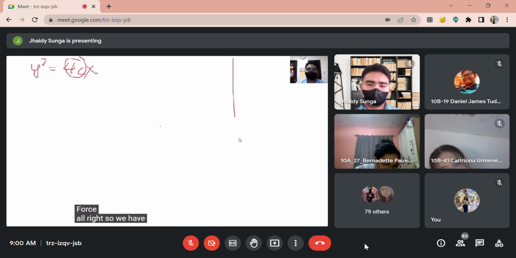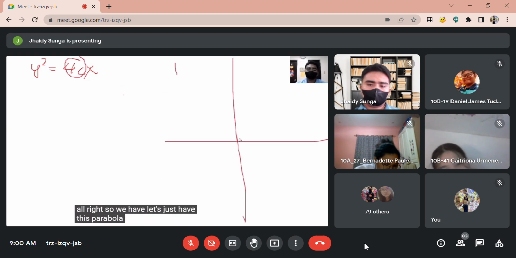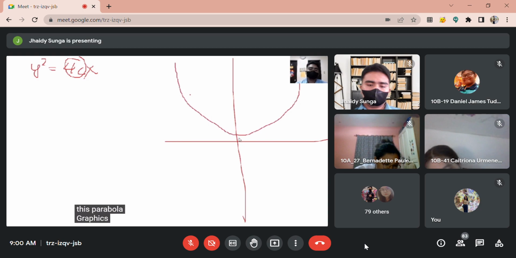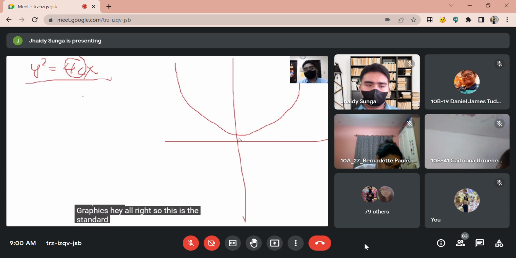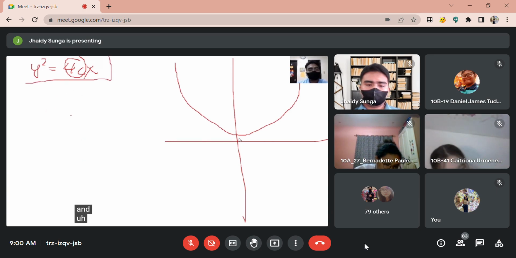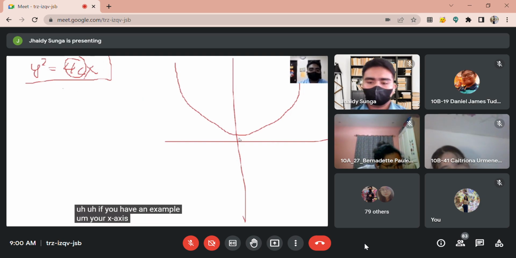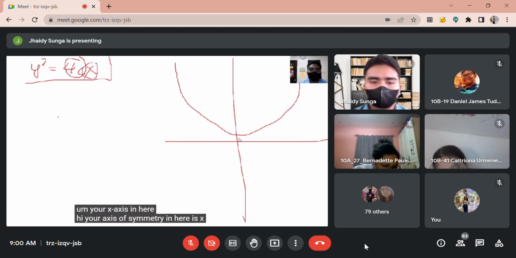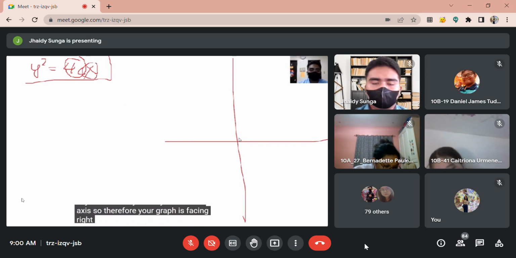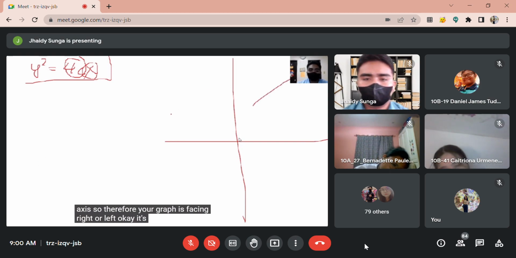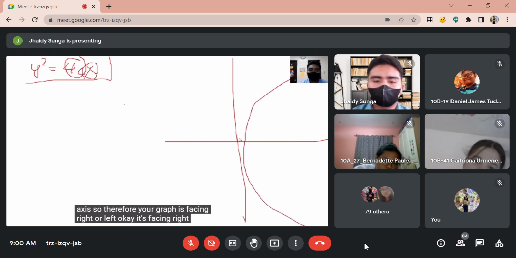Okay, so let's just have this parabola graph. This is the standard equation, first of all. If you have an example where your axis of symmetry is the x-axis, therefore your graph is facing right or left. It's facing right or left.